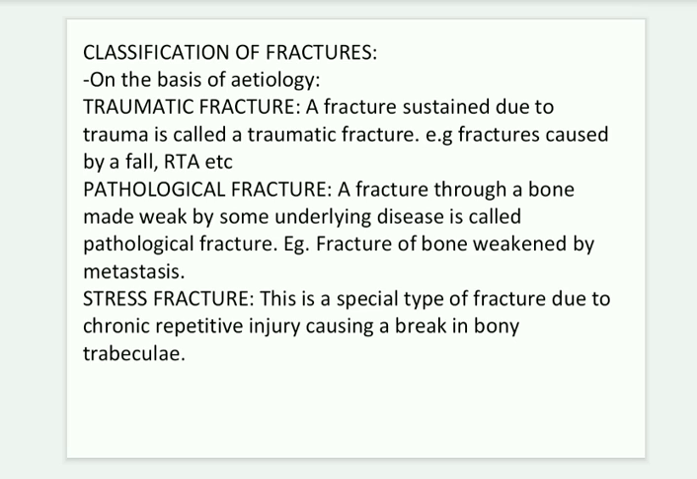And next is a pathological fracture, a fracture through a bone which has been made weaker due to some disease. So that is a pathological fracture. Here the example is a fracture of bone which is weakened by the metastasis of the bone. Next is your stress fracture. This is a special type of fracture sustained due to any chronic, it means longer periods of repetitive injury, causing a breaking of the bone in the trabecula. That is your stress fracture.